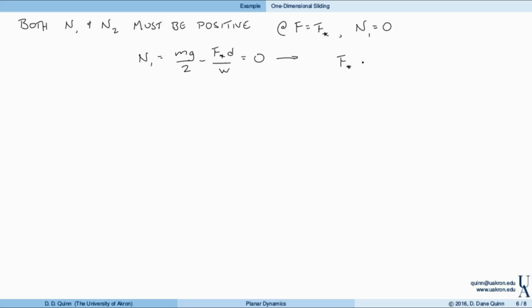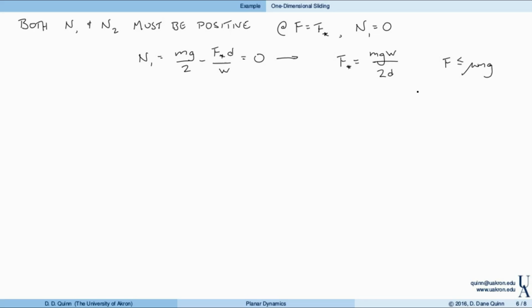F star equals mgW divided by 2d. So this is the critical load at which the block begins to tip, provided F is less than or equal to mu mg as well. Right? So this was for sticking, this is for tipping.